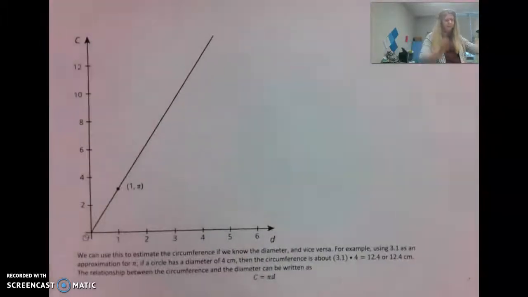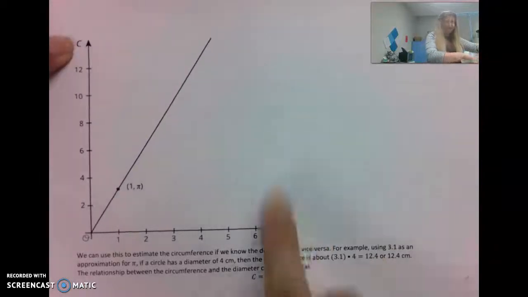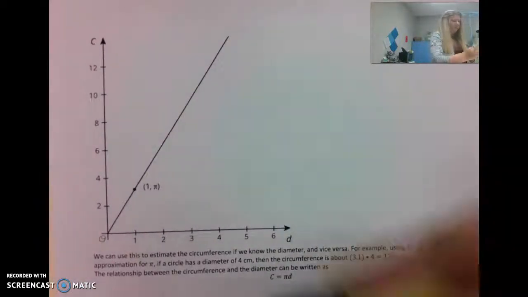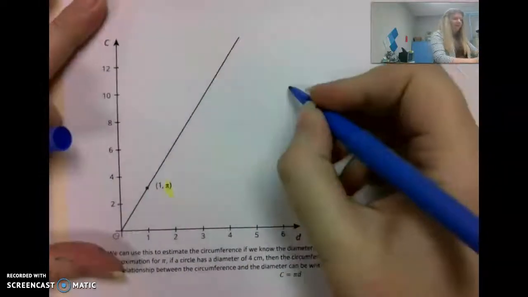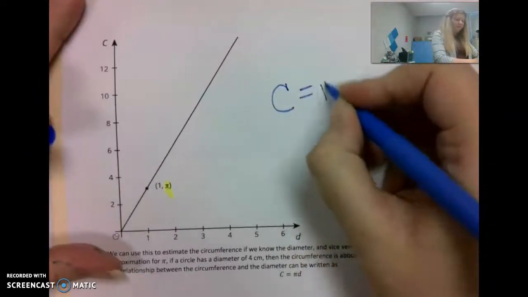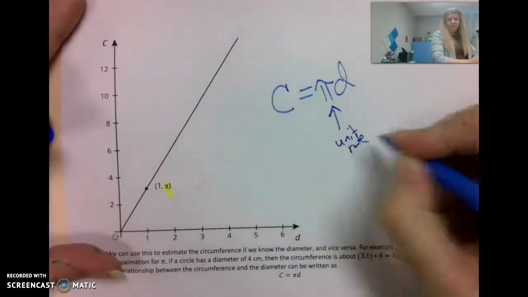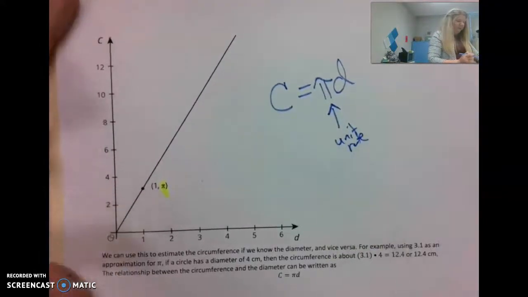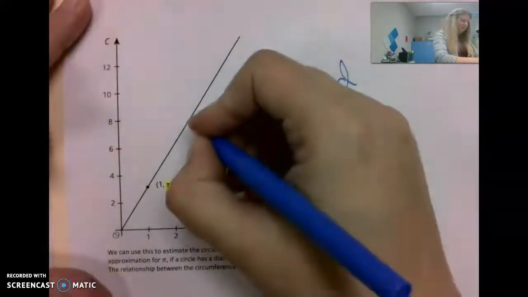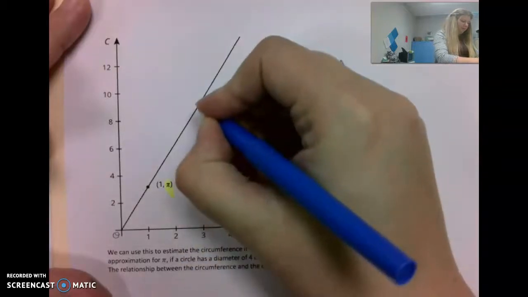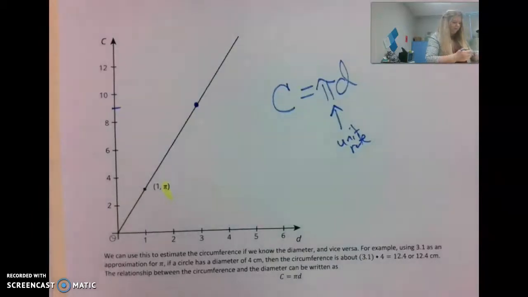This is the next page, and it really goes back to what we did yesterday. We have the relationship between the circumference and the diameter. Here is our constant of proportionality, or our unit rate. This is illustrating that the circumference is pi times the diameter. That is our unit rate, or our constant of proportionality. And we can use that to estimate the circumference of any circle. So let's say I go here to 3, and I find that on the line that's roughly a little more than 9, which would be correct.